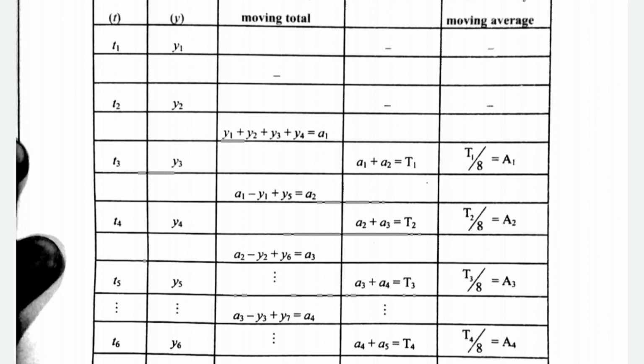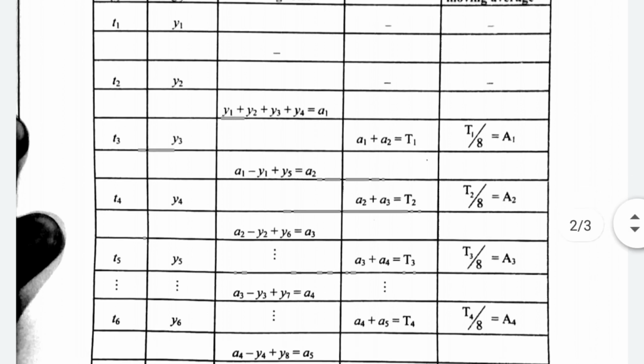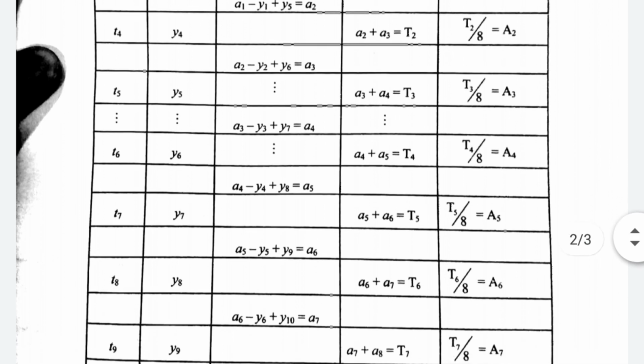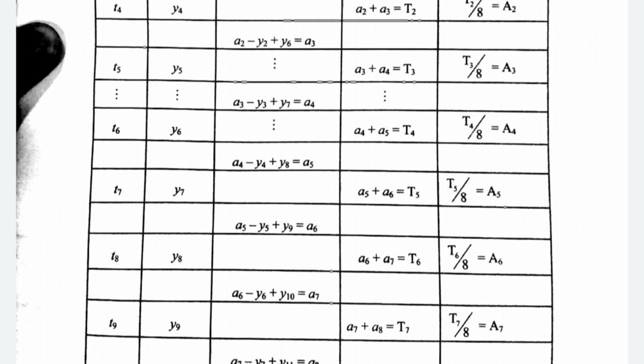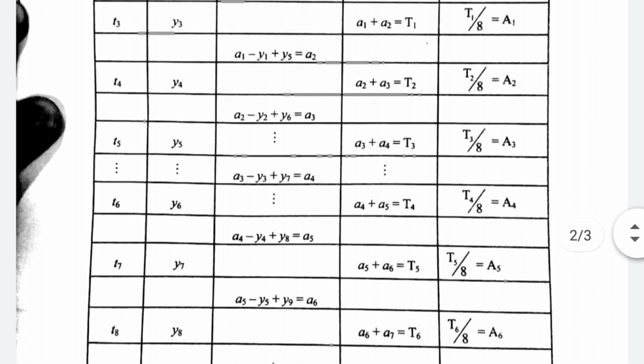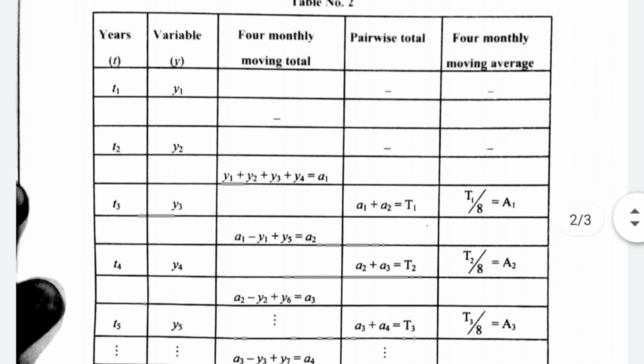Same way you have to continue. a2 plus a3 is t2, a3 plus a4 is t3, a4 plus a5 is t4, a5 plus a6 is t5, a6 plus a7 is t6, a7 plus a8 is t7. Okay, this is a pairwise total, meaning the 4 number total plus the 4 number total, meaning this is the total of 8 numbers. As the heading you got to write pairwise total.